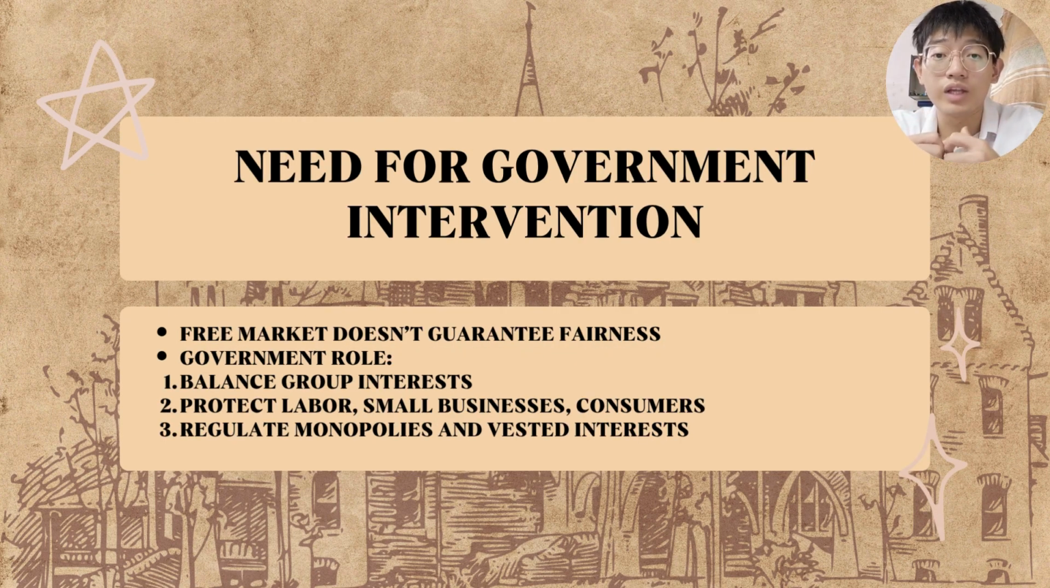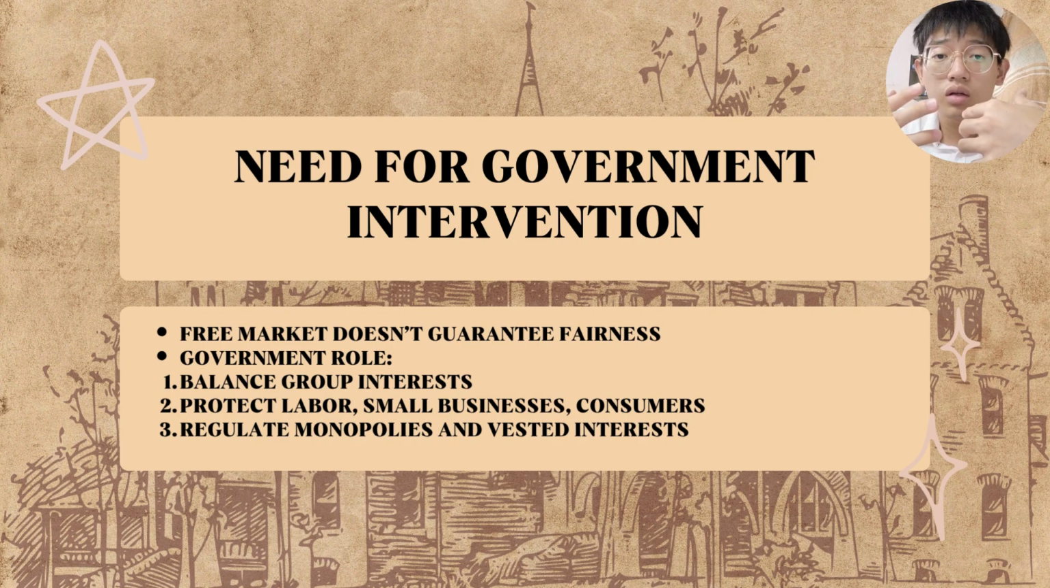Government intervention. Given these imbalances, we can't really rely on the market alone to produce fair outcomes. That's where the government comes in. Its role is to regulate markets, protect less powerful groups, and ensure that the playing field is level. For example, in a monopoly market, the government will step into the market to monitor it and prevent monopoly.